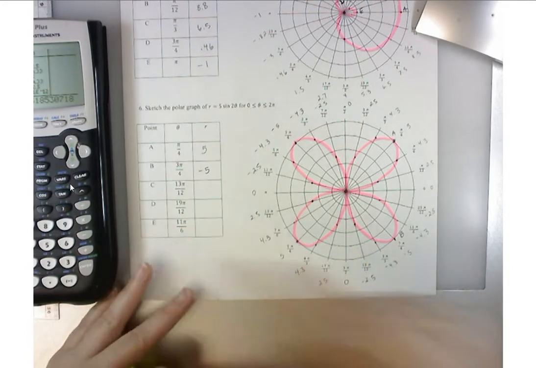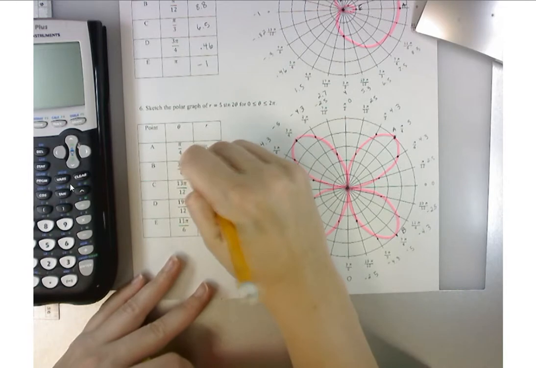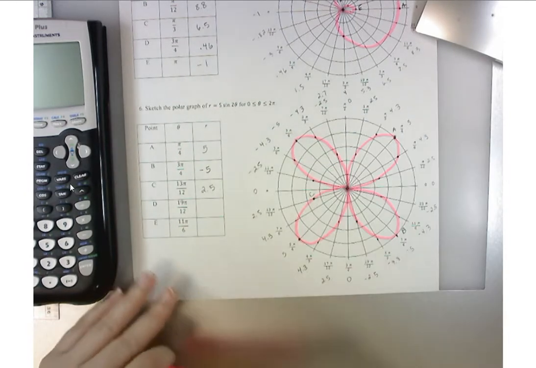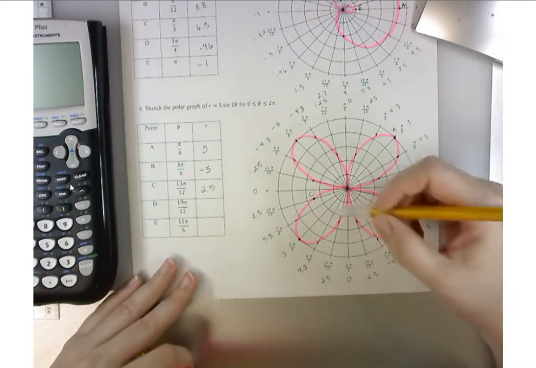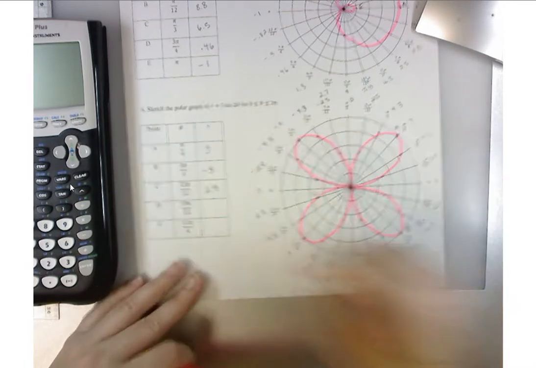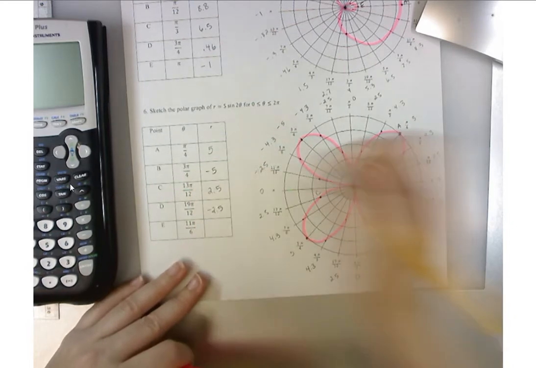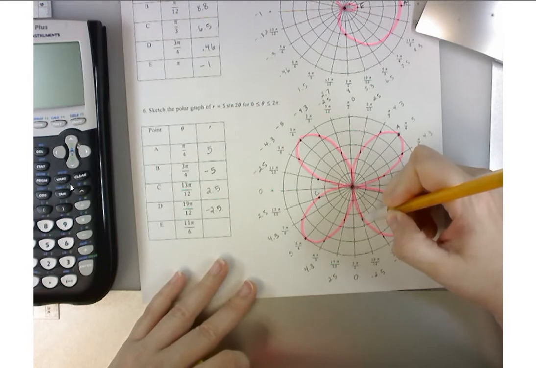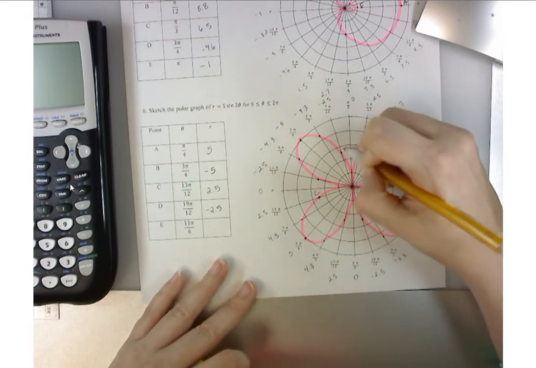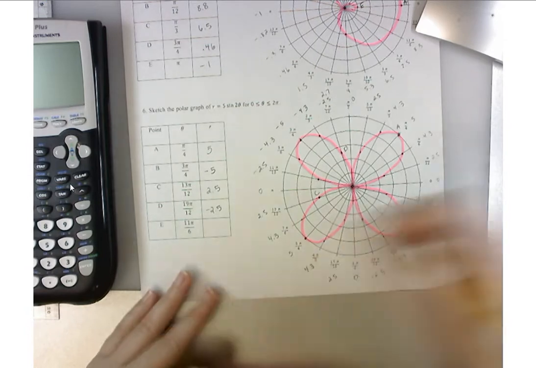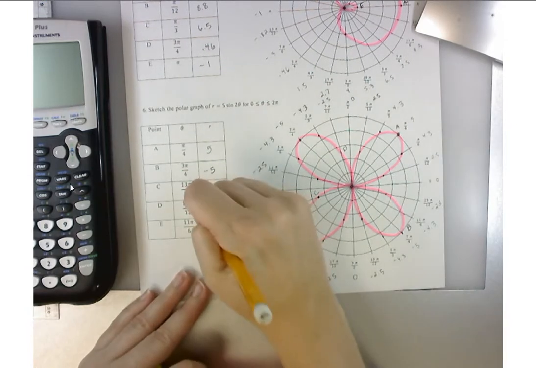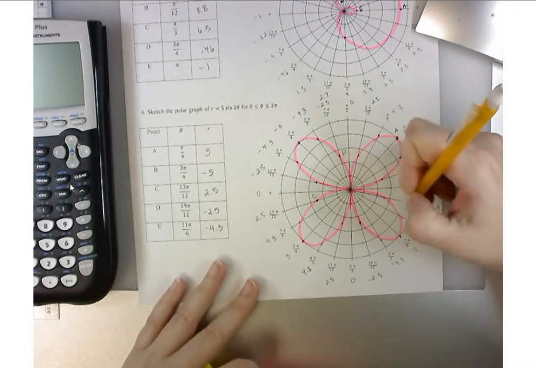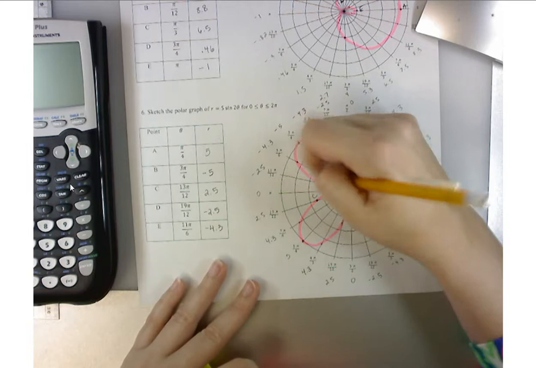At 13 pi over 12, I'm at 2.5. That's positive, which means my C value is here. At 19 pi over 12, which is right here, I'm at negative 2.5. So I'm not just going to put my D here, I have to go all the way across. So this is where my D is. And then 11 pi over 6 is at negative 4.3. Again, that's a negative, so I have to go across. And that's where my E is.